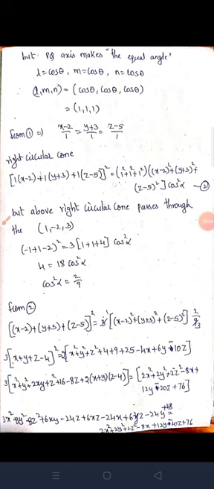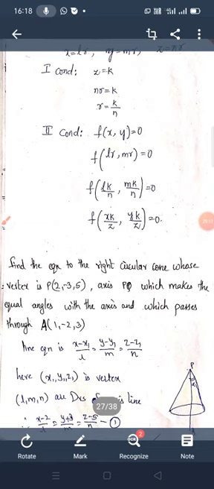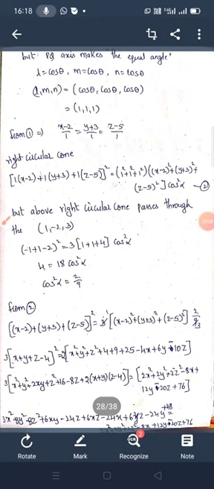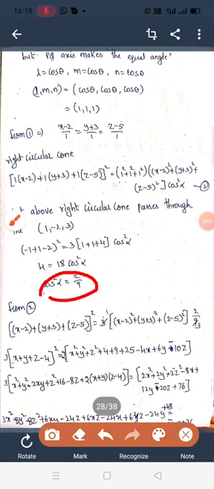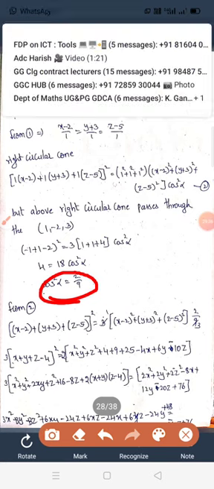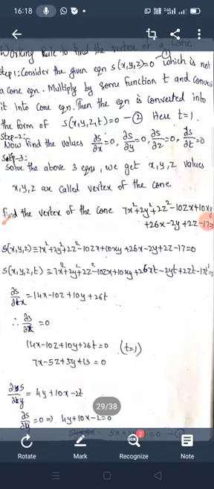Now the right circular cone formula is [1(x-2) + 1(y+3) + 1(z-5)]² = (1² + 1² + 1²)[(x-2)² + (y+3)² + (z-5)²] cos² θ. But theta is not given; the condition is given that the above cone passes through the point (1, -2, 3). Therefore in place of x, y, z we put the values 1, -2, 3. Listen, therefore cos² α = 2/9. Then from equation 2 we put the value of cos² θ, that is 2/9, and on simplification we get the solution.